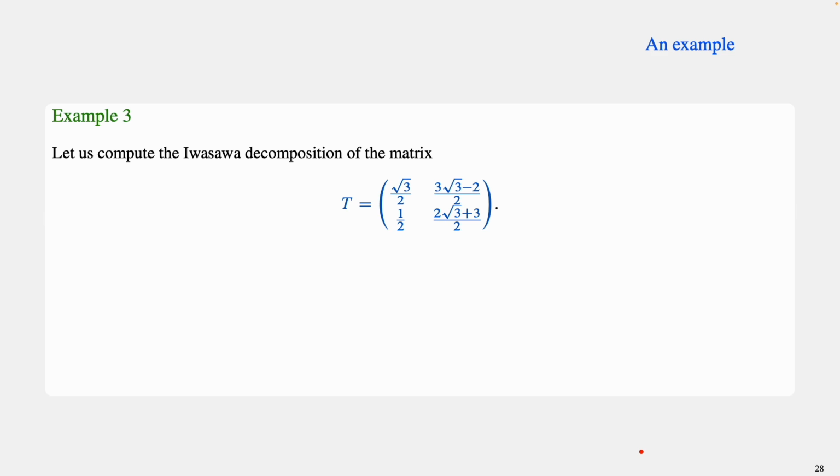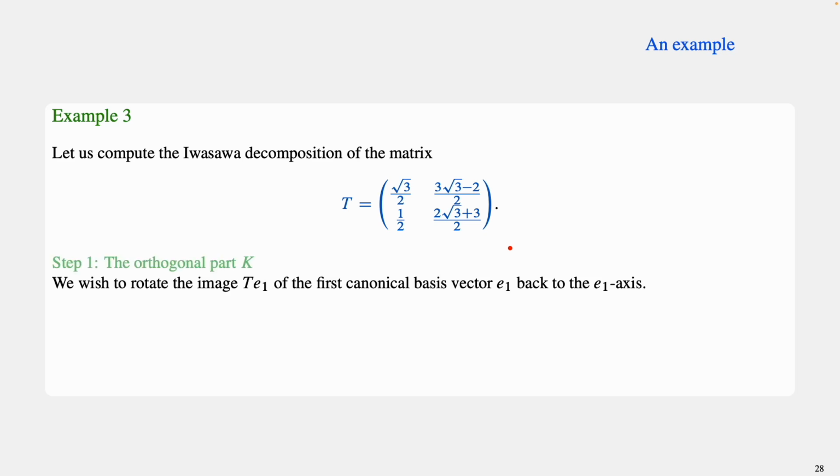Now, let's look at an example. Here we have this matrix with some rather nasty entries, but of course I constructed it so that it's actually rather easy to compute. Let's have a look. So we have the first column square root 3 divided by 2 and 1/2. And in the second column we have 3 times square root 3 minus 2, and all of that divided by 2. And the second entry being 2 times square root 3 plus 3, all of that divided by 2. This is our matrix, and we want to compute the Iwasawa decomposition.